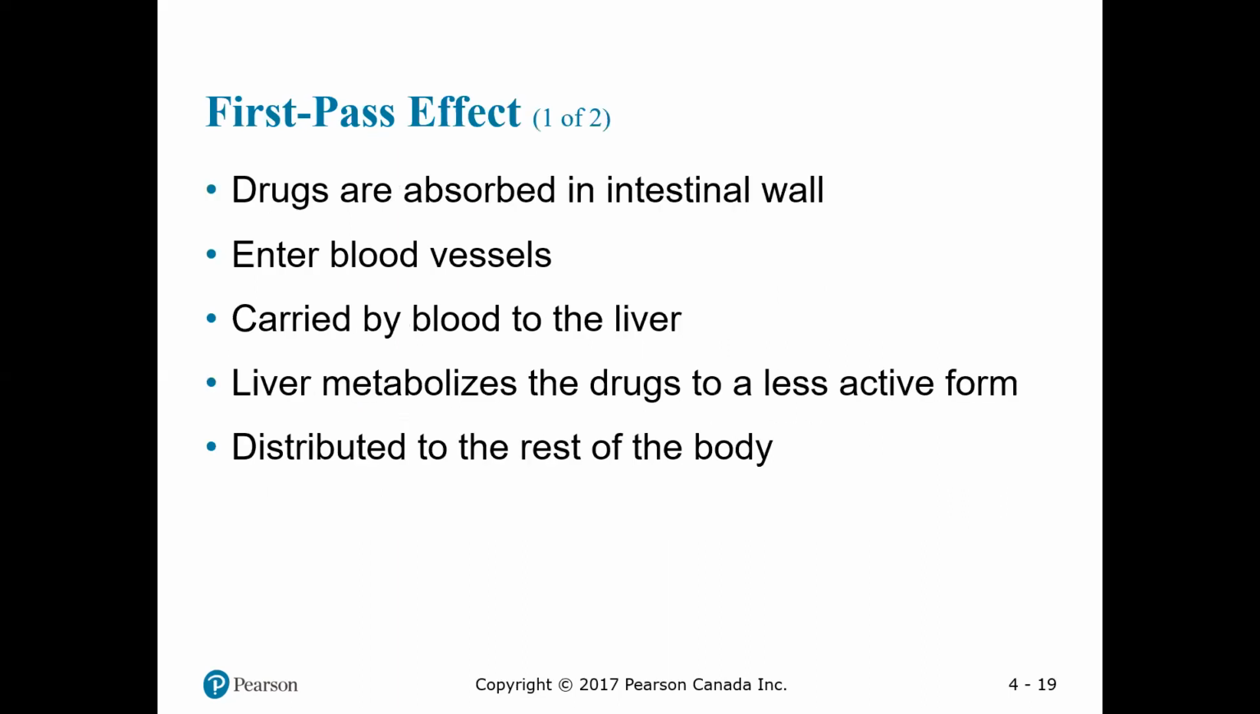Now we come to the first pass effect in this chapter. Drugs are absorbed in the intestinal wall. We read that drugs go to the intestine and the stomach. When the drugs are absorbed in the intestinal wall, after that they enter the blood vessels. From the blood vessels, if you remember that picture, they are carried by the blood to the liver for metabolism. So now the liver metabolizes the drug. It breaks it down and combines it into a less active form. Please understand, the liver metabolizes the drug to a less active form, and from there it is distributed to the rest of the body. This is called the first pass effect.